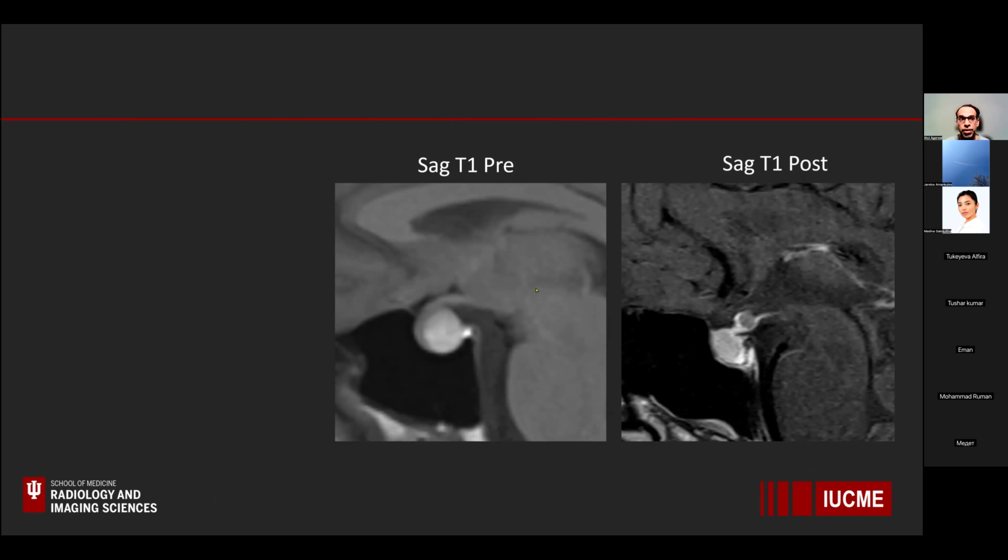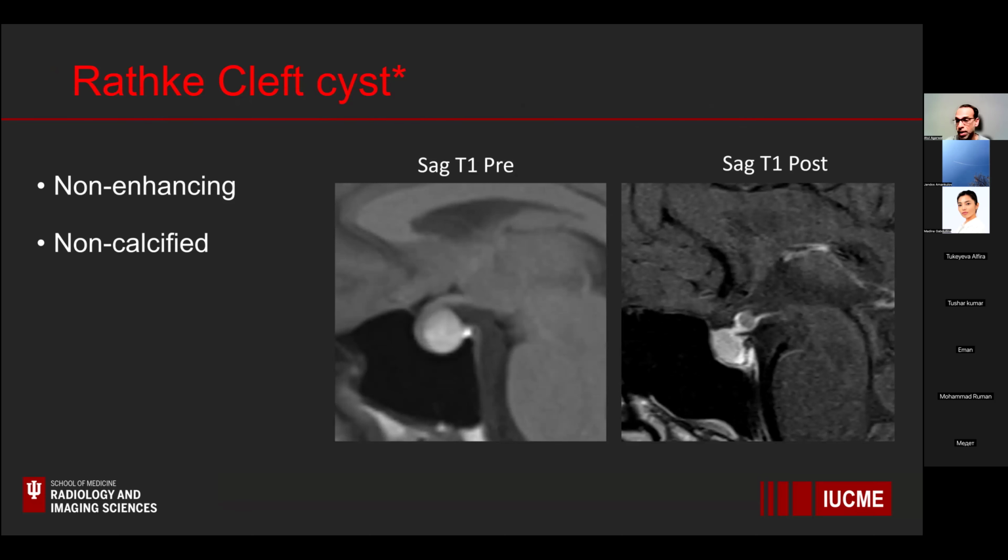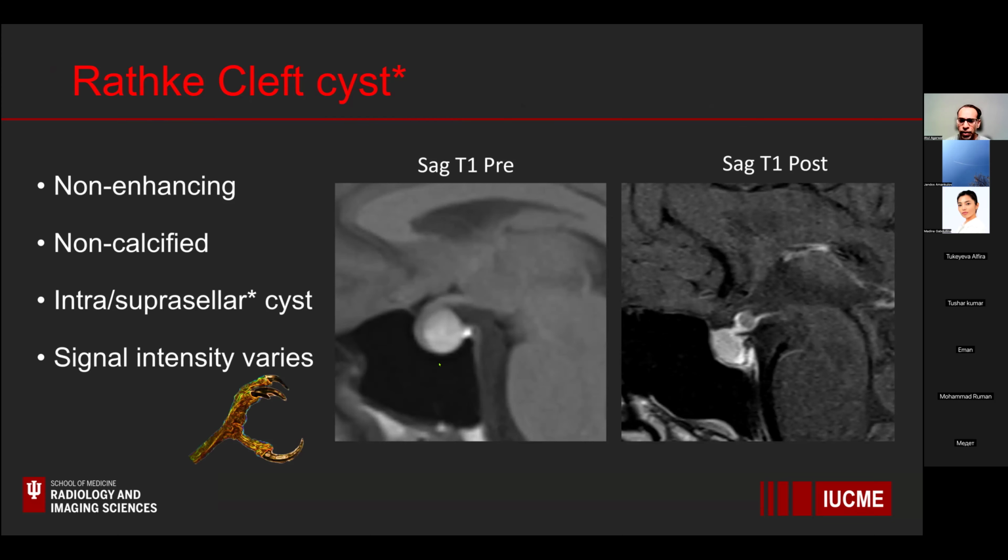So this is nothing but a Rathke's cleft cyst. When you have a lesion that's not enhancing but enhances peripherally, you're dealing with a Rathke's cleft cyst. These are often non-calcified. As I said before, they can be inside or above the gland itself. And it's very important to recognize that claw-like enhancement around the lesion, giving you the clue that this is a Rathke's cleft cyst.